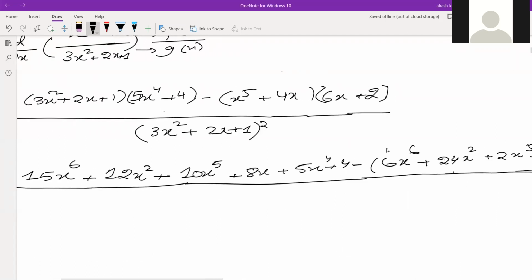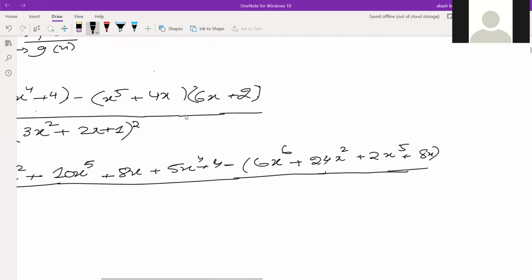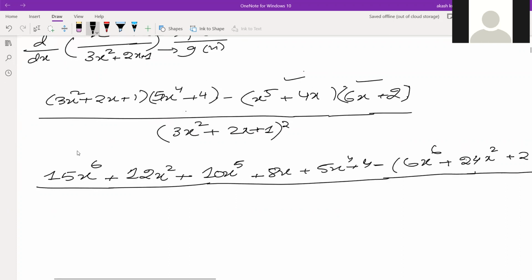Okay, so when we simplified our fractions, this fraction with this, we got 6x^6 plus 24x square plus 2x^5 plus 8x. Is it clear? Yes. Okay, so we have 3x square plus 2x plus 1 in the denominator, the whole square. Now we just add and subtract the like terms.